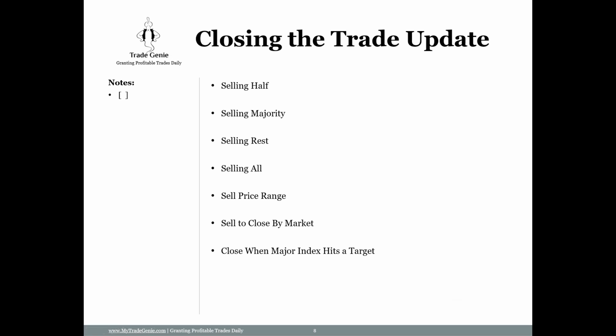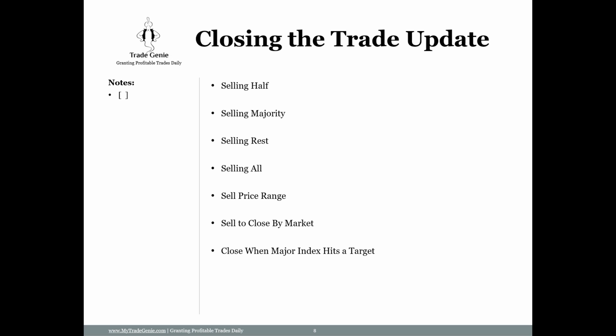It doesn't matter what your stock is doing, because it will stop doing what it's doing when the major index hits the target. So let's say you say, okay, S&P 5,000. If you have trades that belong to the S&P index, and you think 5,000 is a major target, then get ready to sell your position.